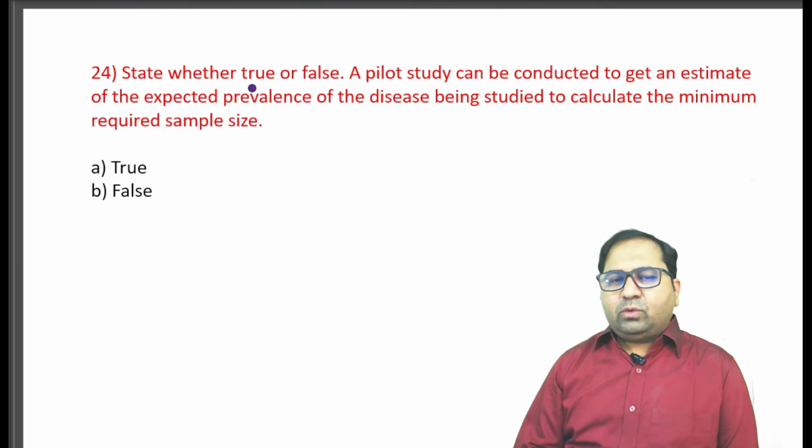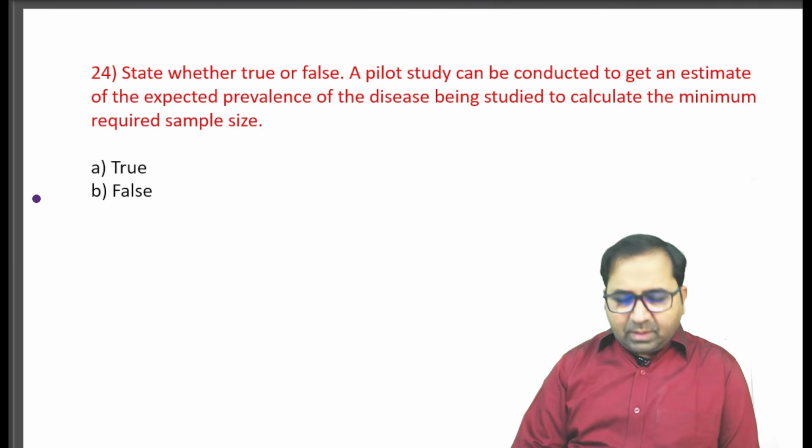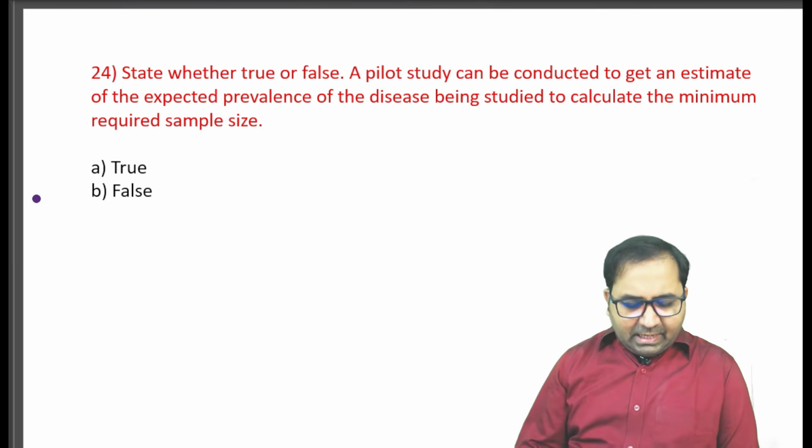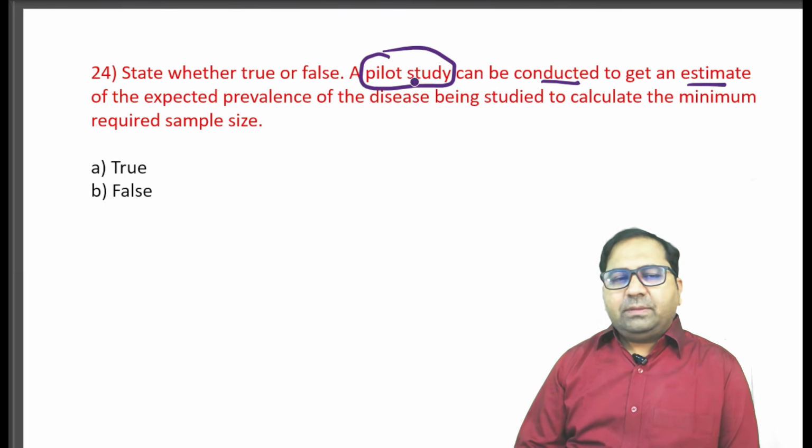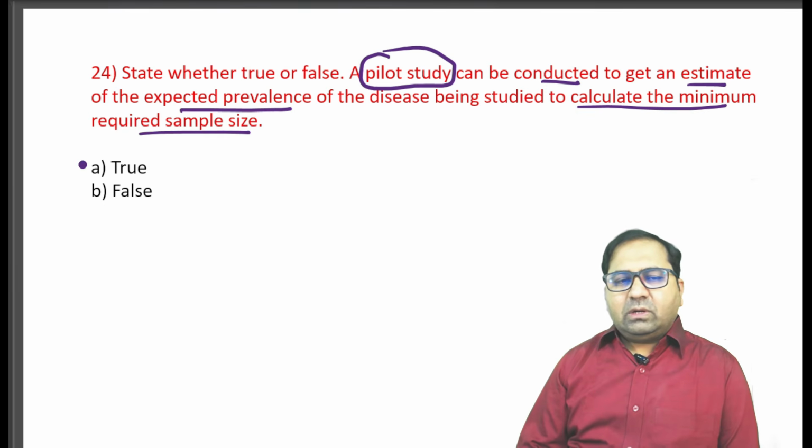Next question, state whether true or false. A pilot study can be conducted to get an estimate of the expected prevalence of the disease being studied to calculate the minimum required sample size. Is this a true statement or a false statement? Once again, a pilot study can be conducted to get an estimate of the expected prevalence of a disease being studied to calculate the minimum required sample size. Is it true or false? It is a true statement.